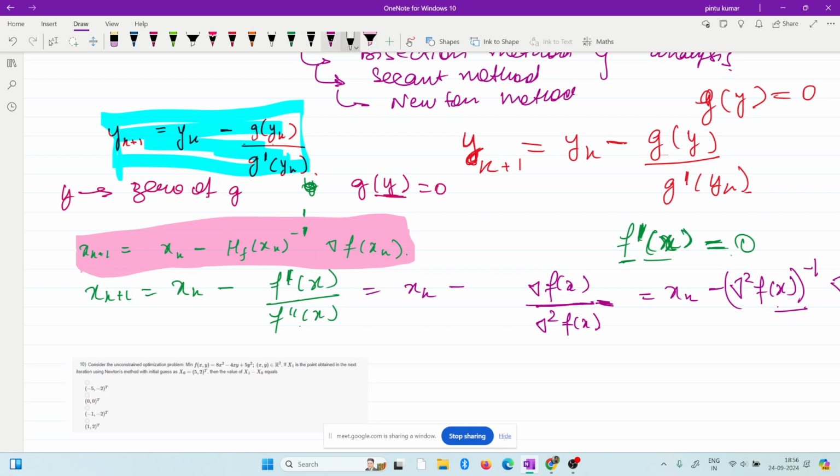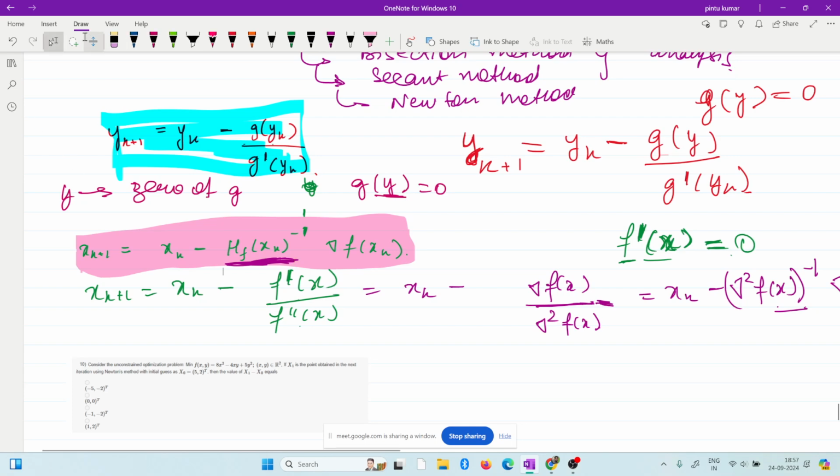So what is the advantage of using this method? Earlier, in your gradient descent method, you had to explicitly choose your alpha. But if you use this method, you don't have to explicitly choose alpha. The Hessian inverse takes care of that. So you need not decide upon alpha, you can just keep on applying.